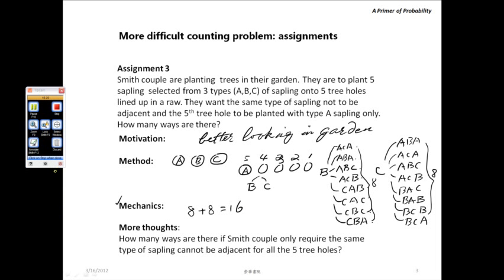How many ways are there if Smith's couple only requires that the same type of sapling cannot be adjacent for all the 5 tree holes? Okay, to facilitate your further thinking, I would like to provide you with an additional assignment.